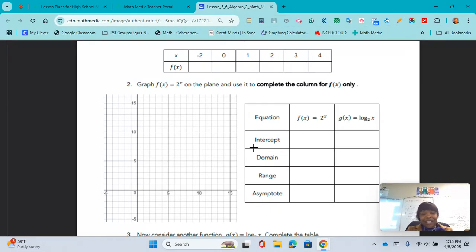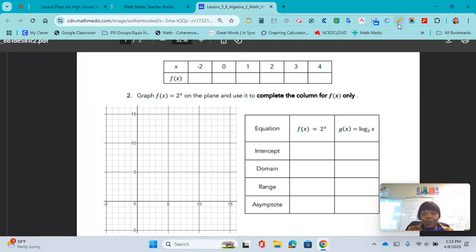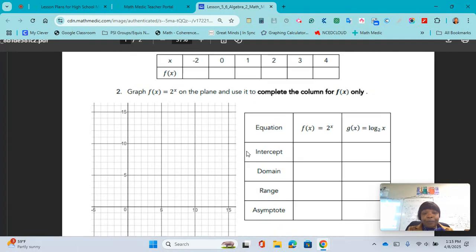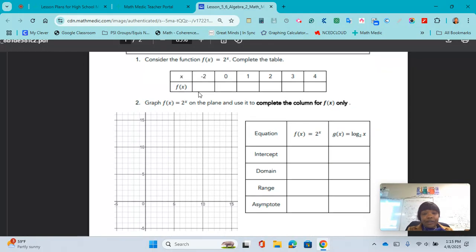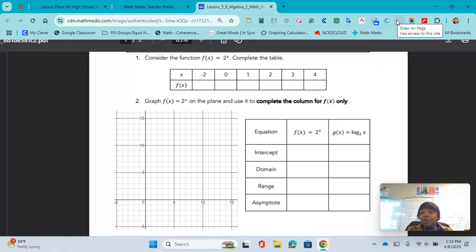And with the problem we are doing, x is our input, y is our output. We're going to input negative 2. 2 to the negative 2 power is 0.25, 1/4, because remember, whenever you have a negative exponent, you flip it. And 2 squared is 4, so that's 1/4. 2 to the 0 power is 1. Anything to the 0 power is 1.